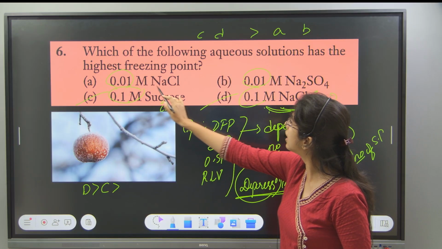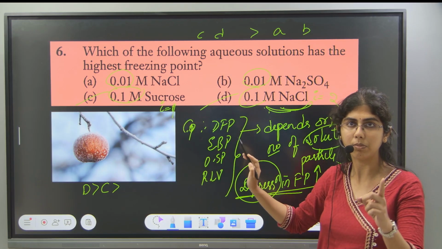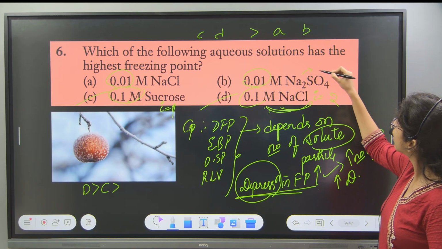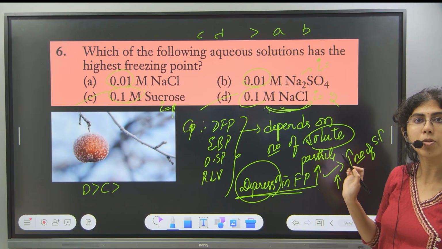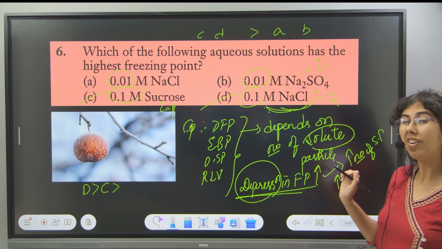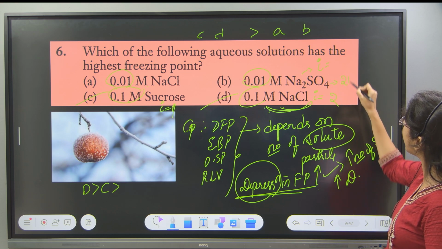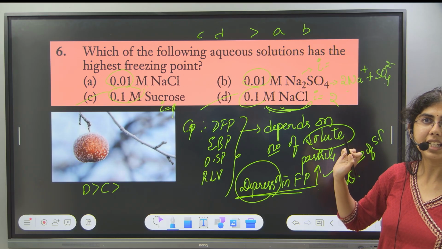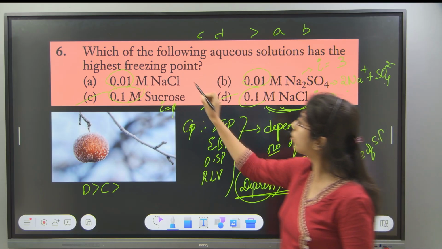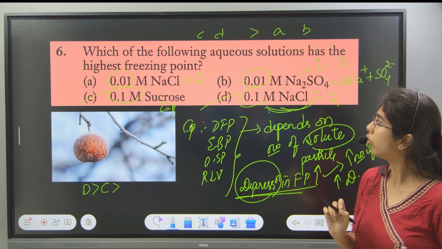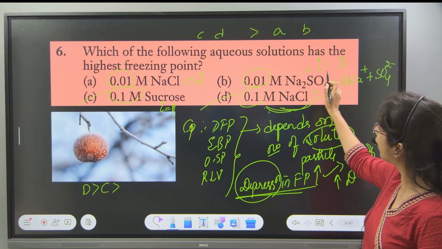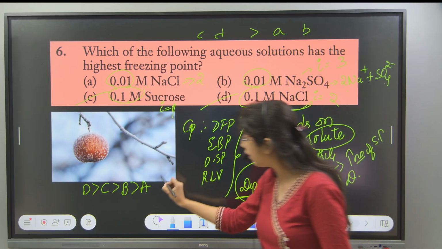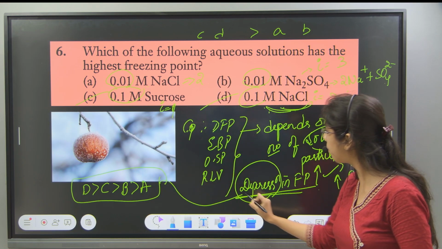Now we shall see these two, A and B. You know why D and C are more? Because of the molarity. Now let us see A and B. What about the number of ions in option B? It breaks into 2 Na plus and sulfate ion. Totally how many ions? 2 plus 1, 3. What about NaCl again? 2. So according to the Van't Hoff factor, B is greater than A. Now this will be the order of depression in freezing point.